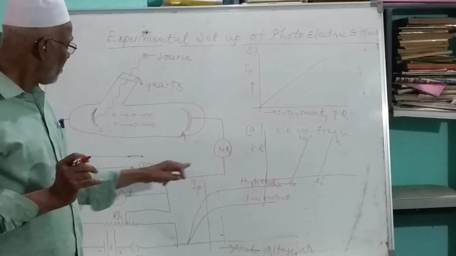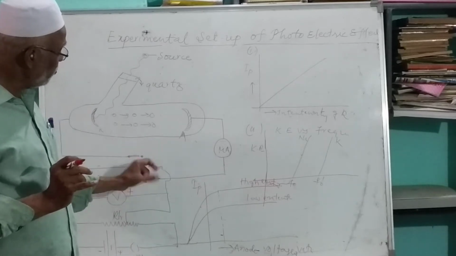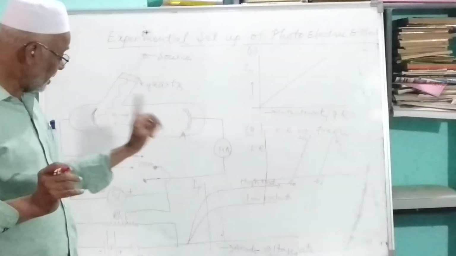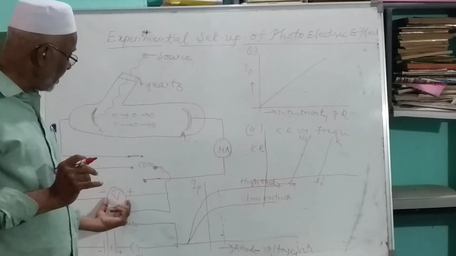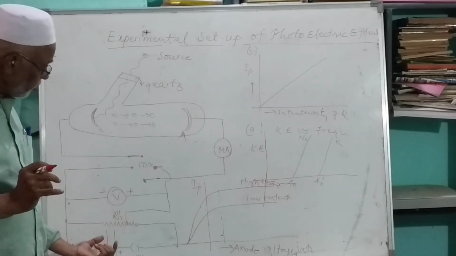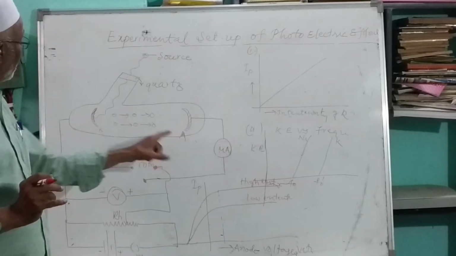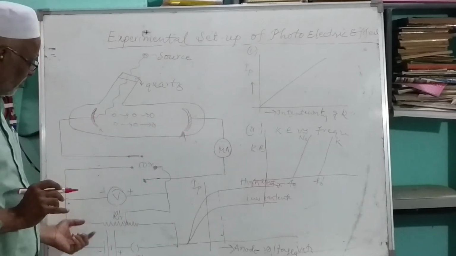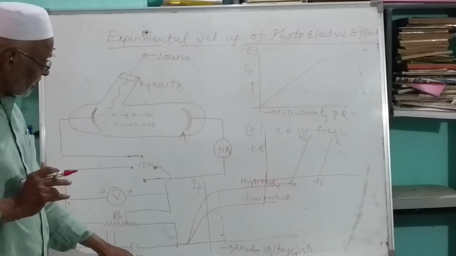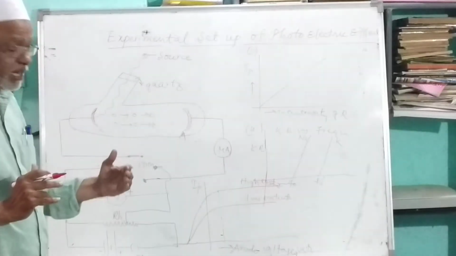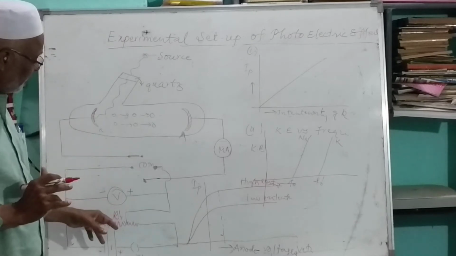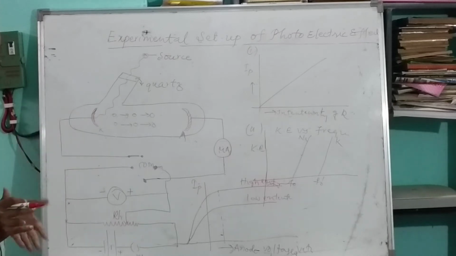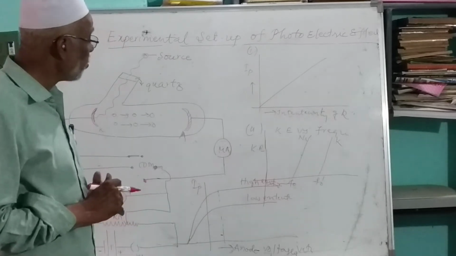Now this is a commutator. By using the commutator, we can change the direction of polarity of the anode and cathode. This is the voltmeter. By using the voltmeter, we can measure how much potential difference is applied across the cathode and anode. This is the plug key. By using the plug key, we can switch the circuit on or off. This is the rheostat. The function of the rheostat, as I said, is to vary the current in the circuit or to vary the voltage. It will act as a voltage divider.